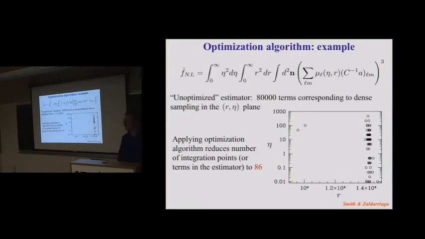I'm sorry, what is 80,000? This is a little ad hoc. We don't work very hard on optimizing this since the optimization algorithm will get rid of all this. But this is just if you plot the integrand as a function of eta and r, and just use kind of a naive criterion for guessing what sample you would need in the eta r plane.